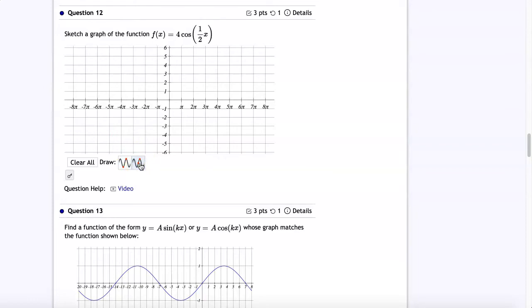A regular cosine function is going to start at its peak, and the peak in this case is going to be 4. And then that peak has to drop down a quarter of the way through the cycle. It's going to drop down to 0. Now, since the period is 4 pi, a quarter of the way through the cycle would be at pi. So here is one of the midline points right here.